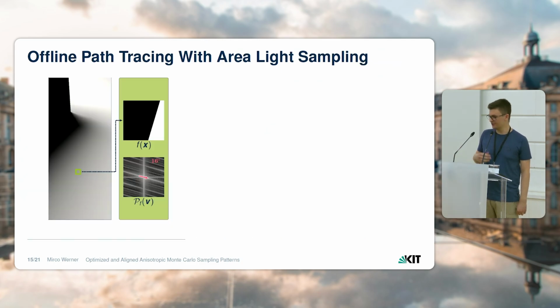Okay, so the main motivation here was that we want to apply this to rendering. So I want to spend the last few minutes to explain to you how we apply this to offline path tracing to compute direct illumination here with area light sampling. So our scenario here is that we want to render the image here on the left side. And each pixel, of course, has some underlying function that we need to integrate and some power spectrum associated with it.